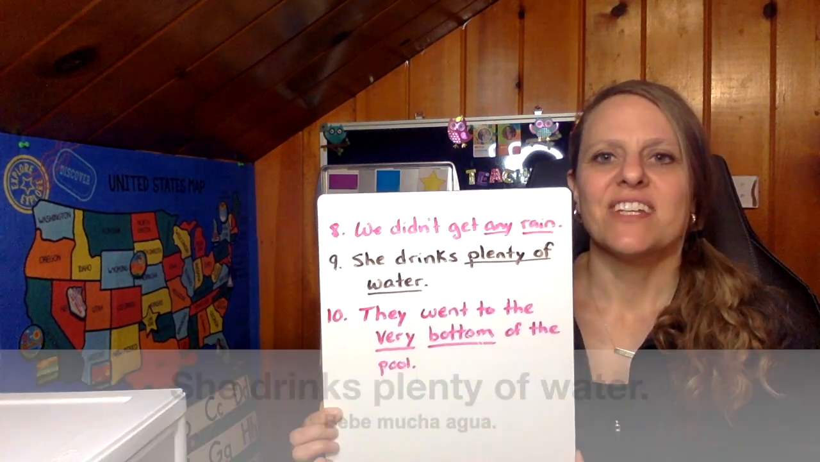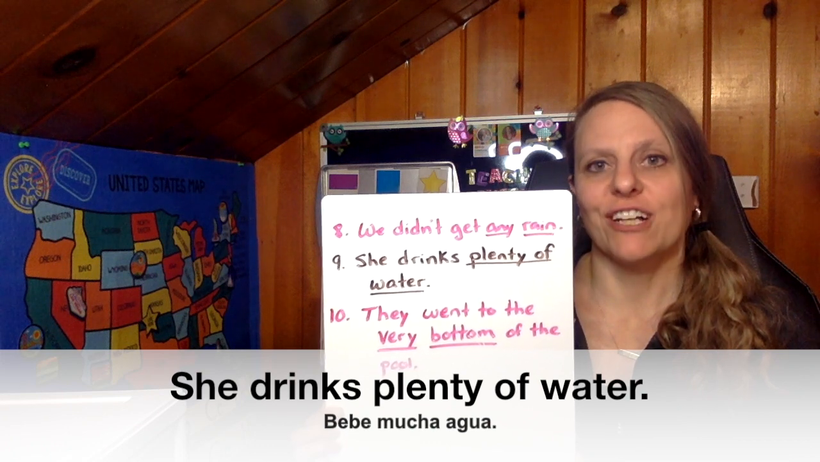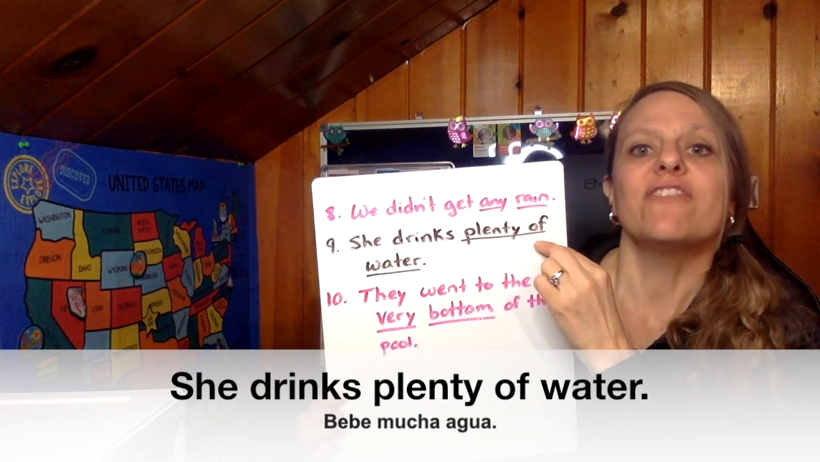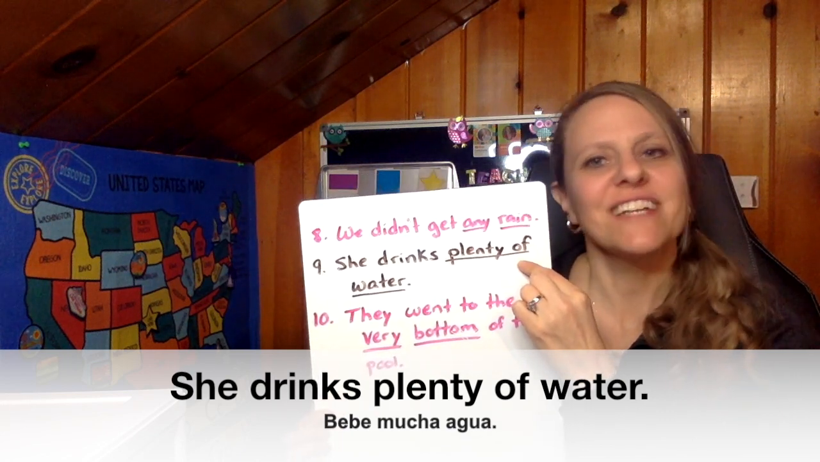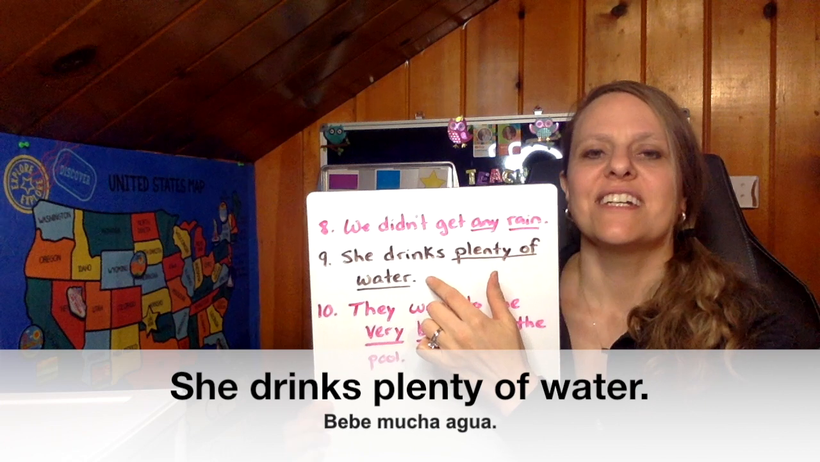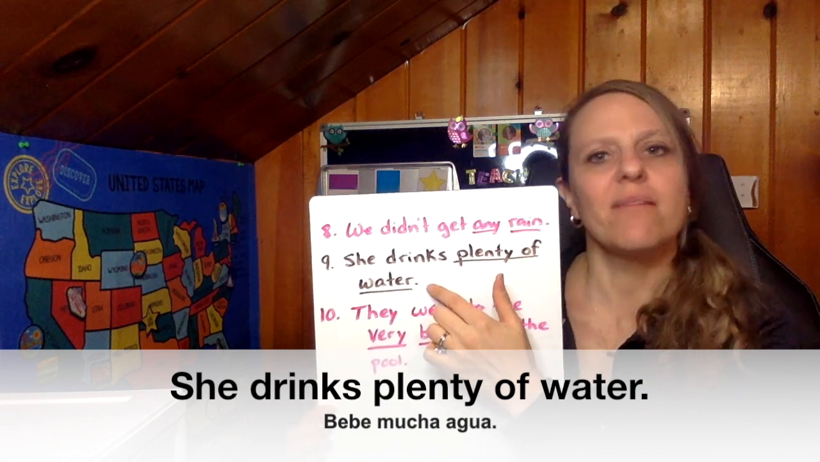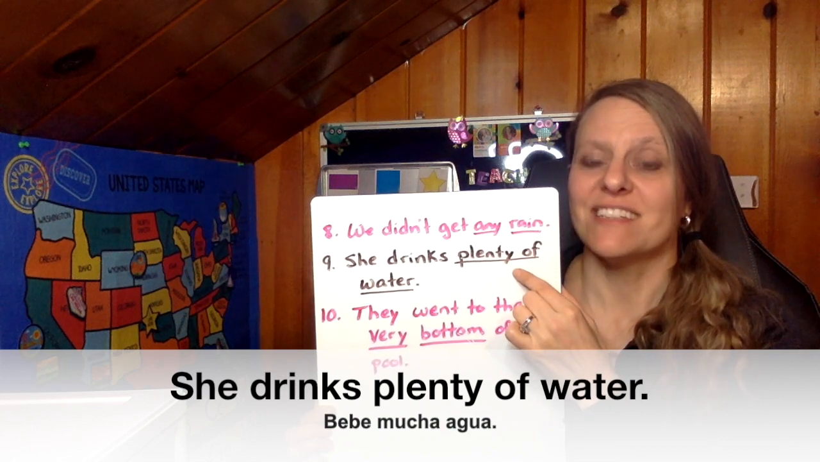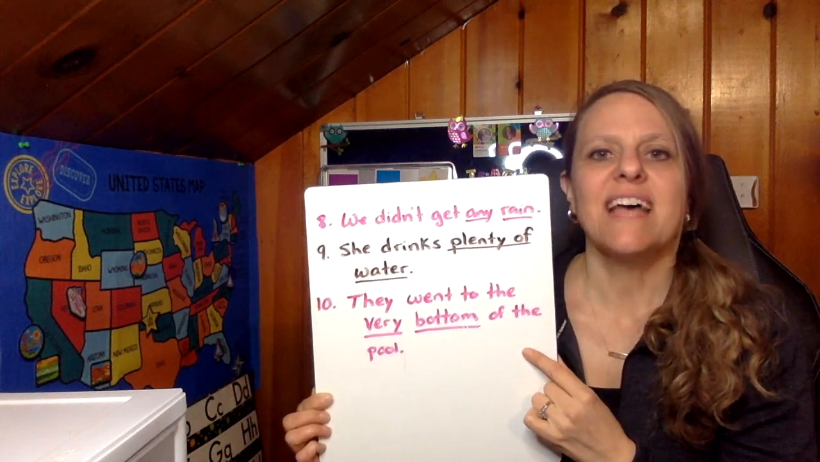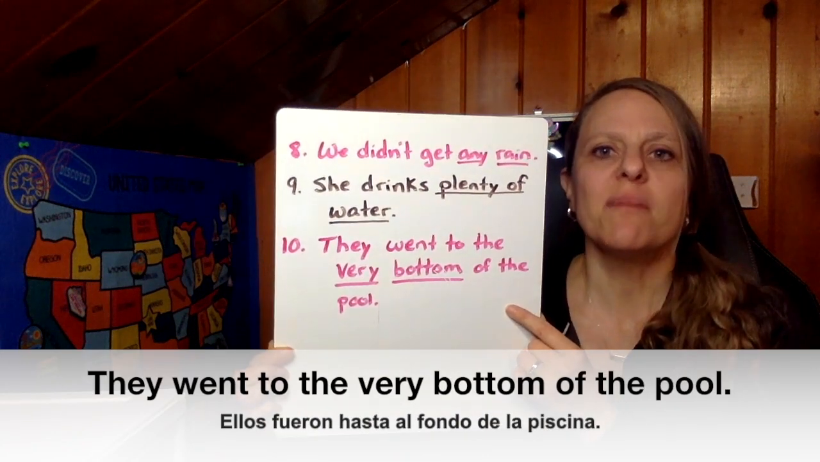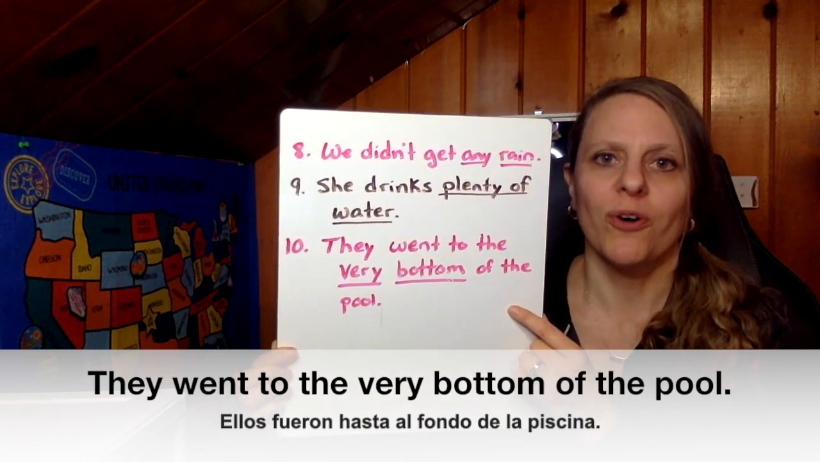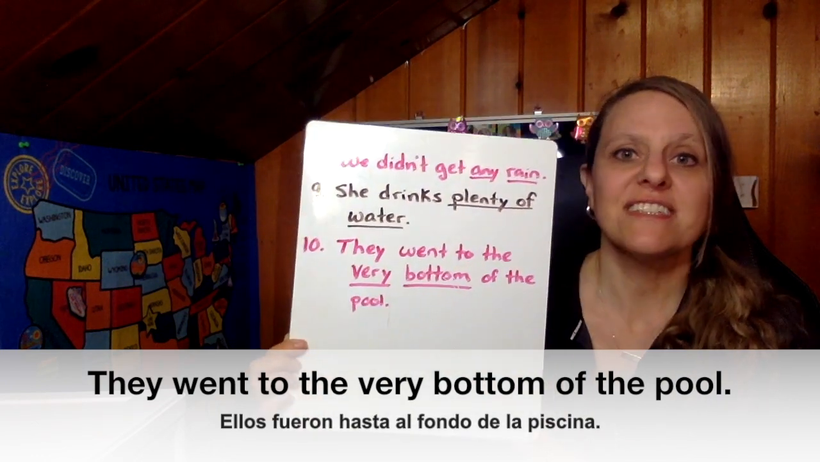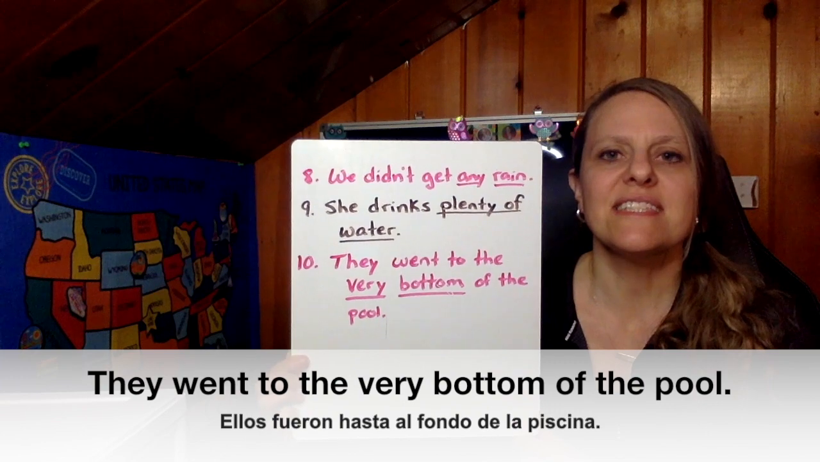Number nine. She drinks plenty of water. Plenty of is the adjective of quantity. Water is the noun. Water cannot be counted. That's what makes this an adjective of quantity. And number ten, they went to the very bottom of the pool. Very is the adjective of quantity, and bottom is the noun.